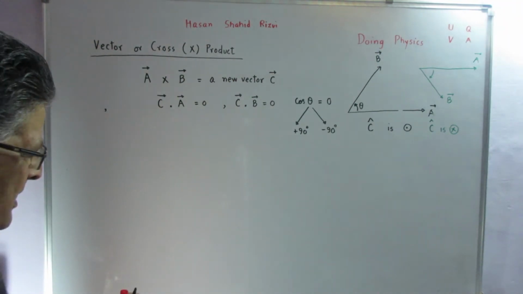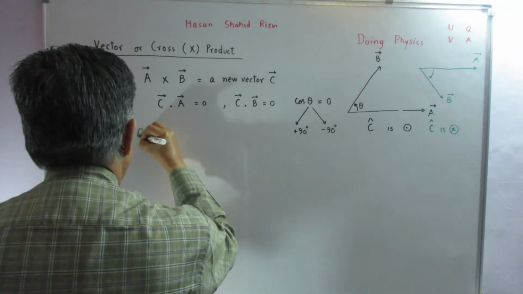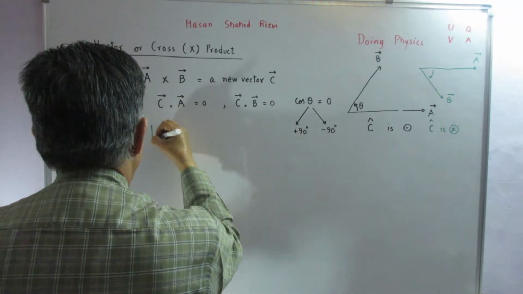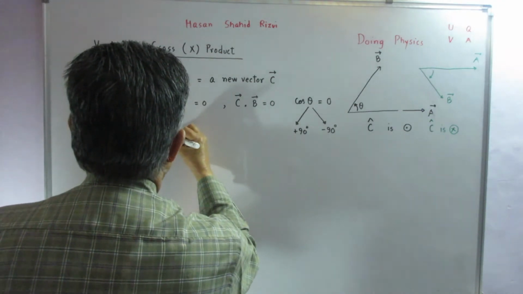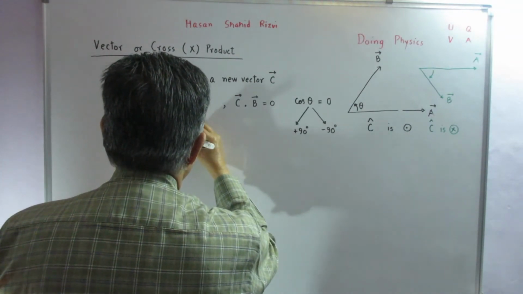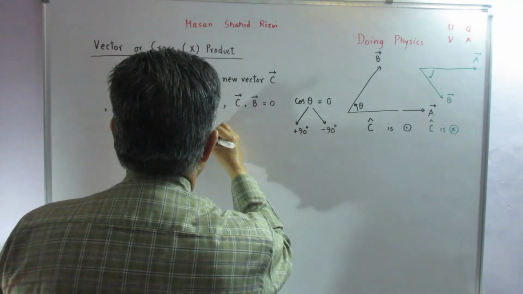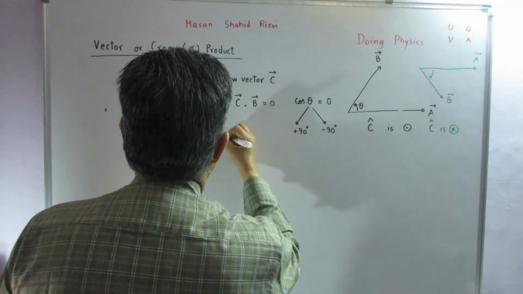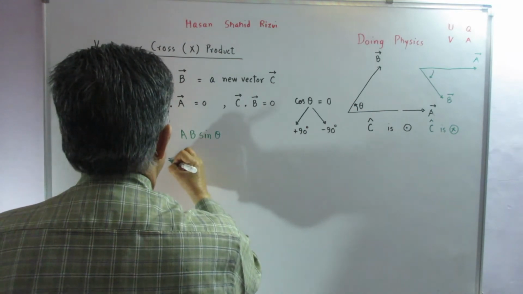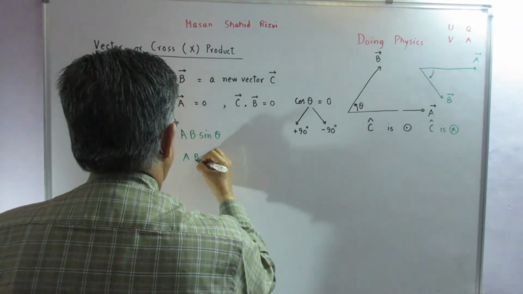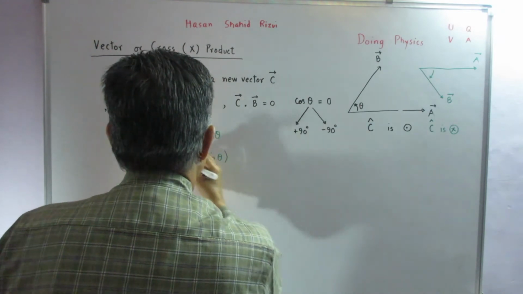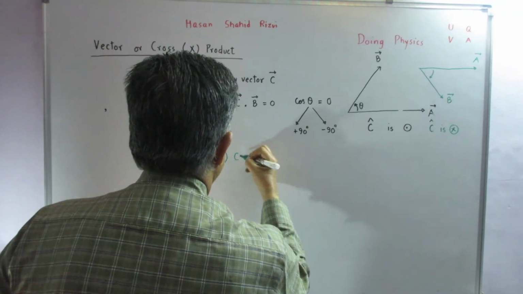The magnitude of this new vector C, I will rather write as equal to AB sine of theta, so that I can write the vector C as the same set of values, AB sine theta, and I will suggest that this total value be multiplied by the direction vector C cap.